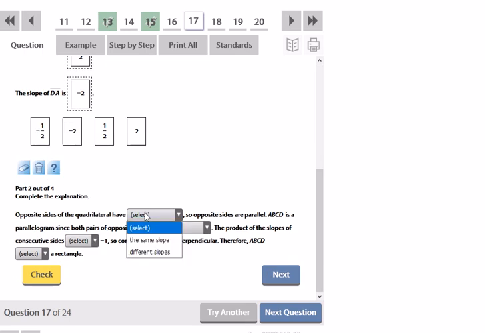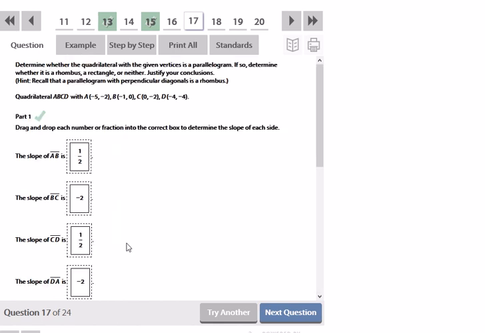So opposite sides of the quadrilateral have the same slope. So this is a parallelogram with both opposite sides parallel. The product of the slopes of the consecutive sides is -1. So the consecutive sides are perpendicular. Therefore, this is a rectangle.